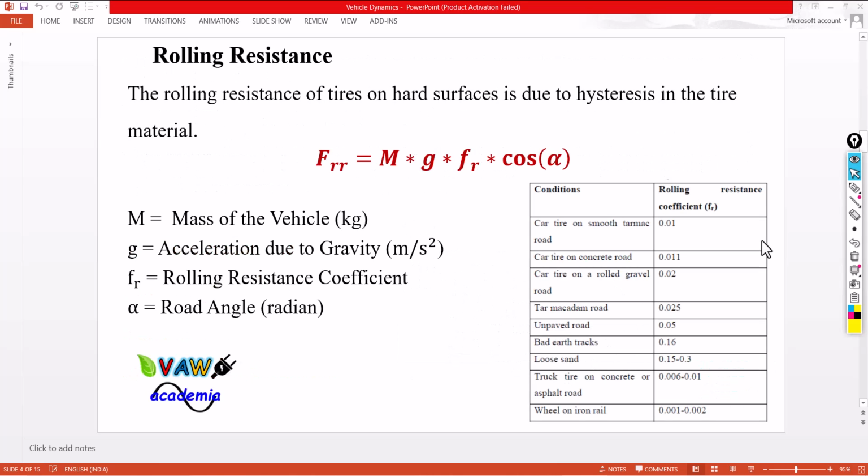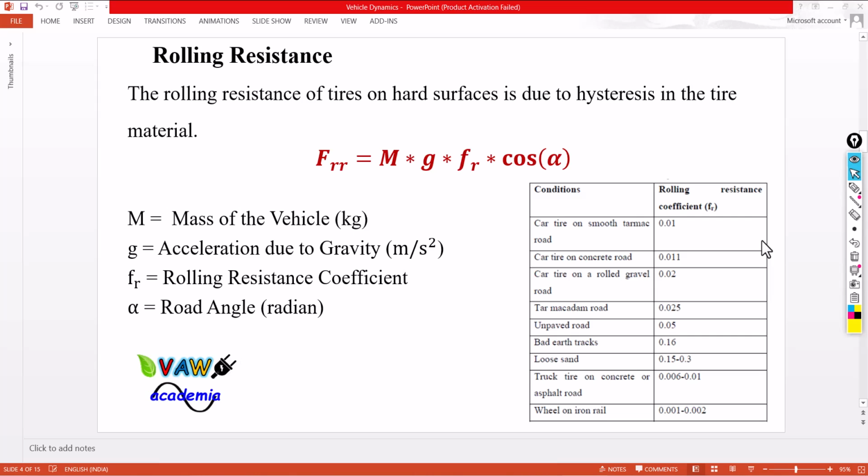The first one is rolling resistance, which is the resistance of tires on hard surfaces due to hysteresis in the tire material. The formula to find the rolling resistance is m into g into fr into cos alpha. Here m is the mass of the vehicle in kilogram, g is acceleration due to gravity, and fr is the rolling resistance coefficient, which is normally given by the tire manufacturers. For reference, you can see the table given in this PPT.